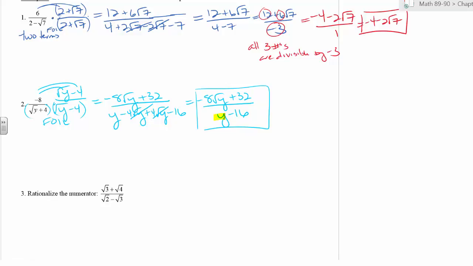So in this case, you can't factor out an 8 on the bottom and cancel with an 8 on the top. That's not going to work. So you're just stuck with what you got there. I know you want to do it, but don't.